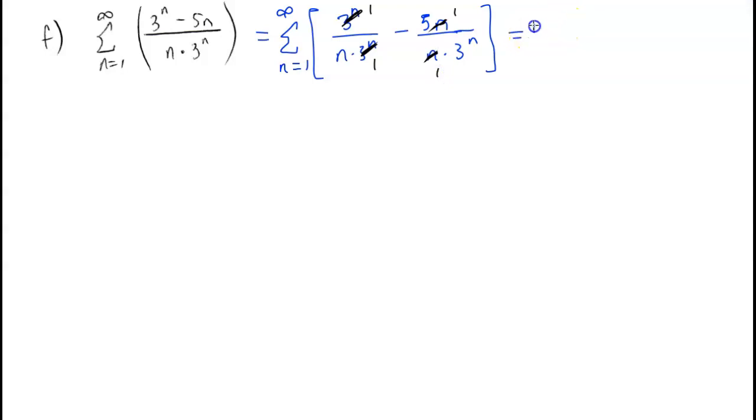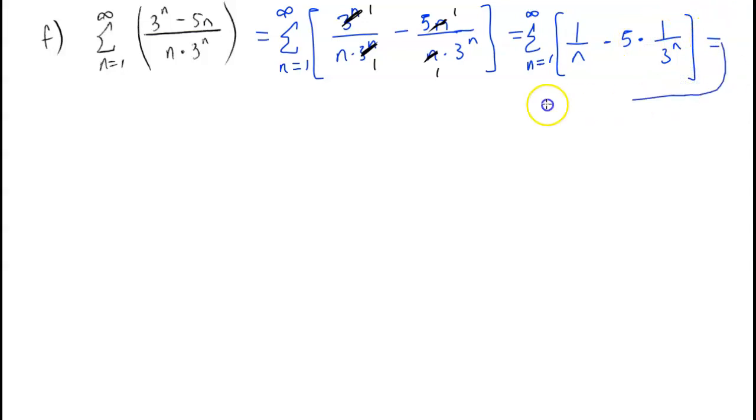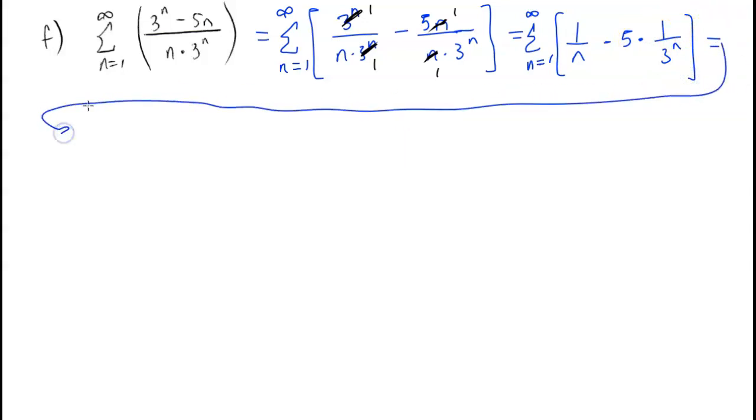So now that we have that, I can rewrite this as the summation n equals 1 to infinity of 1 divided by n minus 5 times 1 over 3 raised to the n. Okay. And of course, from here, I know from my summation properties that I could rewrite this as two separate summations.